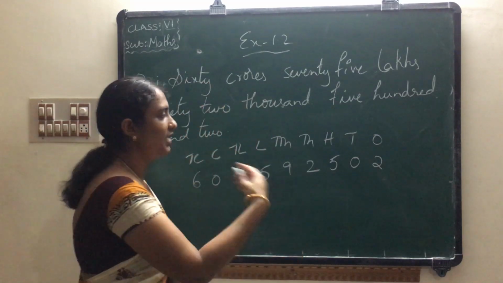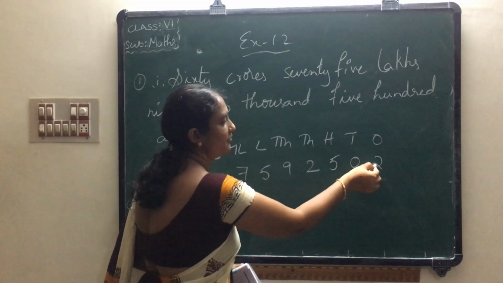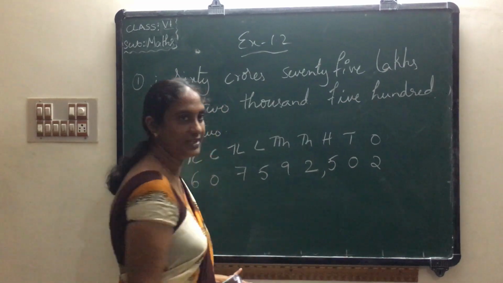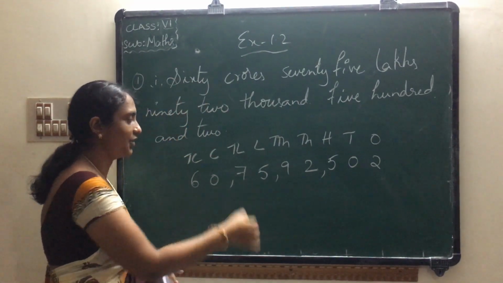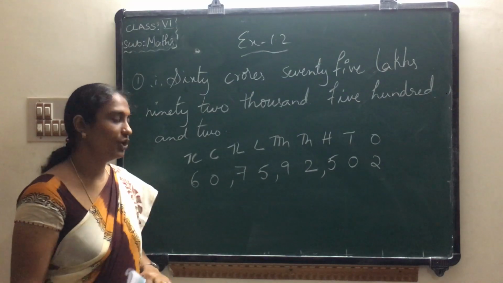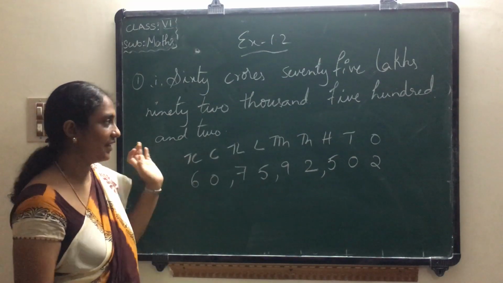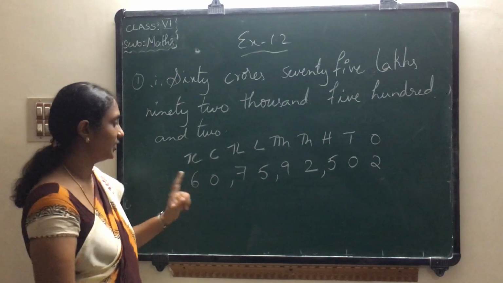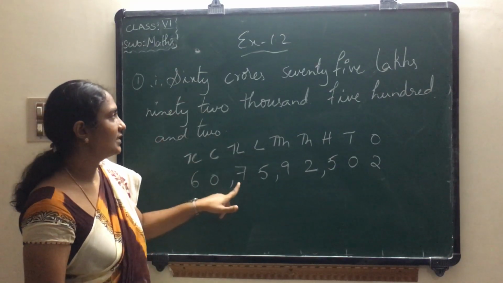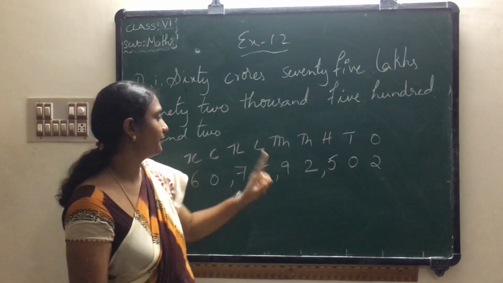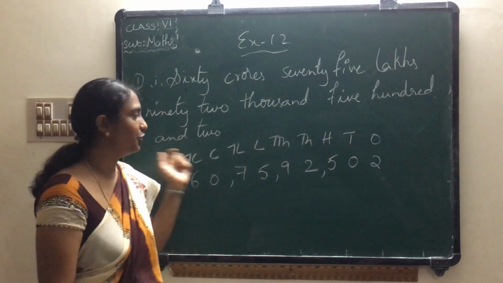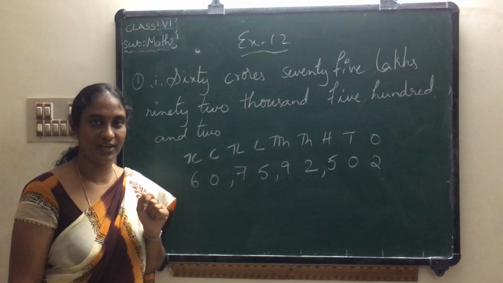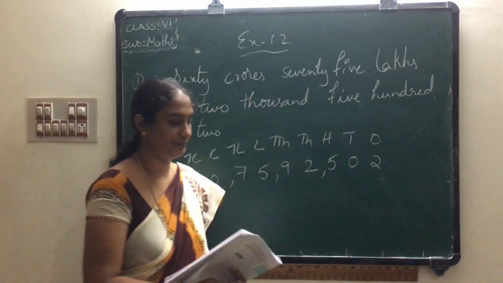So keep the commas. We know the first comma comes after the first three digits. After the thousand period we keep another comma, and after the lakhs period we keep another comma. Now let us see once again: have you written it correct or wrong? Check your answer: 60 crores, 75 lakhs, 92,502. Okay, do you understand? Let us see the second sum.